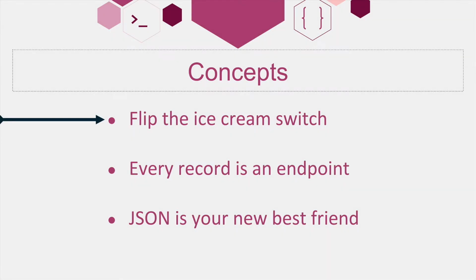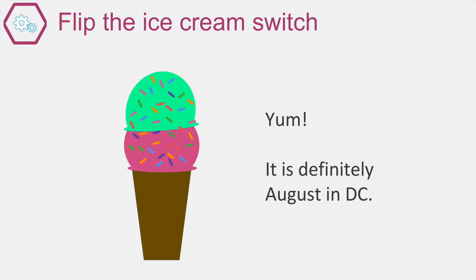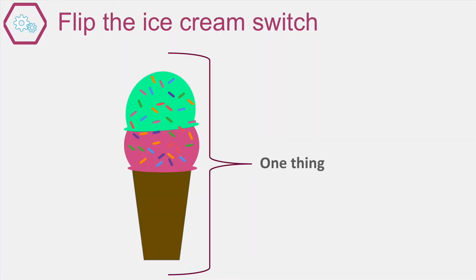Remember I said 6 things? We're also going to talk about a few concepts. You have to flip the way you think. First, we're going to flip the ice cream switch. If you were to order this, you think of it as one thing. You have ordered a mint and strawberry ice cream cone with some sprinkles. It's one thing to you as the consumer. But for the person who has dispensed this thing to you, it's actually multiple things.